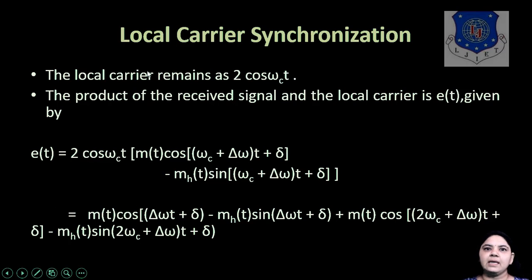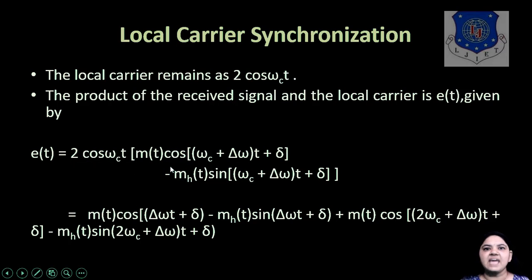The local carrier is 2 cos omega_c t. The carrier wave is the high frequency wave. Here we are assuming cos omega_c t, and we are just writing the 2 only for making the equations convenient. Now the received signal is multiplied with the local carrier signal, and e(t) is given by this product.